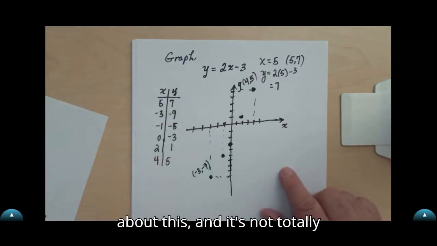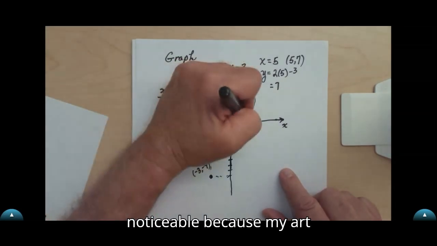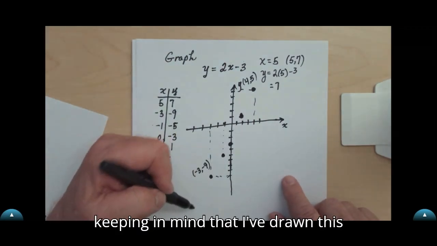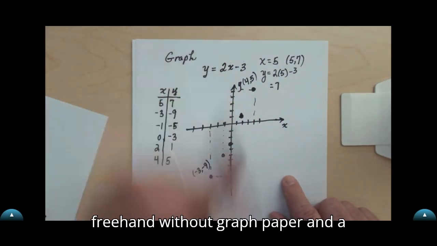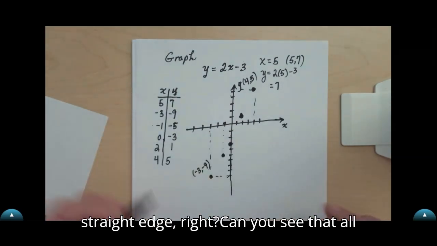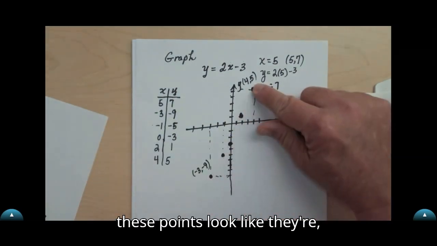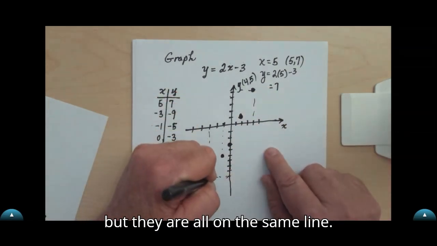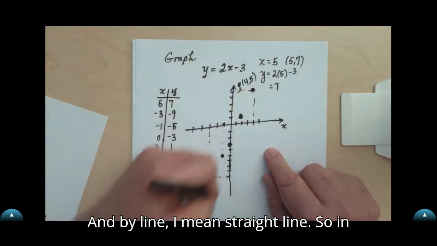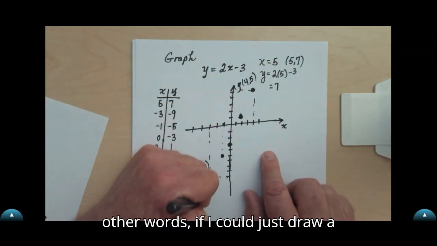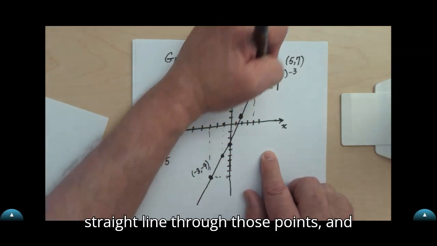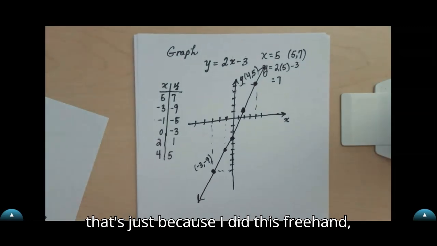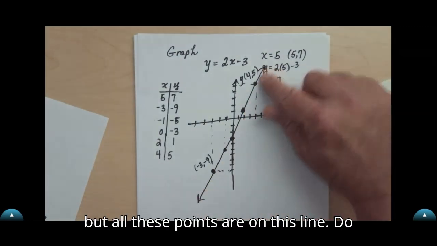Now, something to notice about this, and it's not totally noticeable because my art skills are terrible, but keeping in mind that I've drawn this freehand without graph paper and a straight edge, right? Can you see that all these points, they don't quite look like it, but they are all on the same line? And by line, I mean straight line. So in other words, if I could just draw a straight line through those points, and again, it's not totally straight, but that's just because I did this freehand. But all these points are on this line.